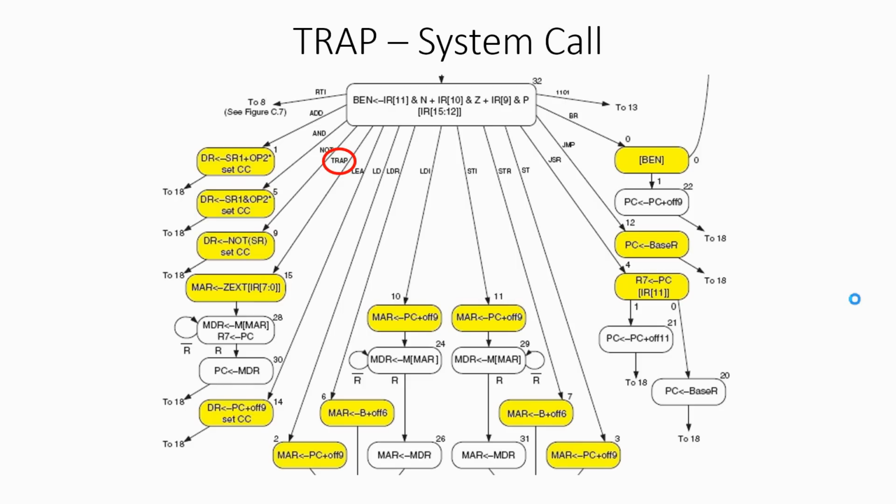Finally, let's look at this LC3 state diagram and examine the micro instructions that correspond to the trap instruction. In step 1, the MAR is loaded with the 0 extended 8-bit trap vector, which is in bits 7 through 0 of the IR. Step 2, the memory is read and the contents of the MAR are loaded into the MDR. Additionally, R7 is loaded with the incremented PC, which enables the return from the service call. Lastly, the contents of the MDR are loaded into the PC, completing the instruction cycle.